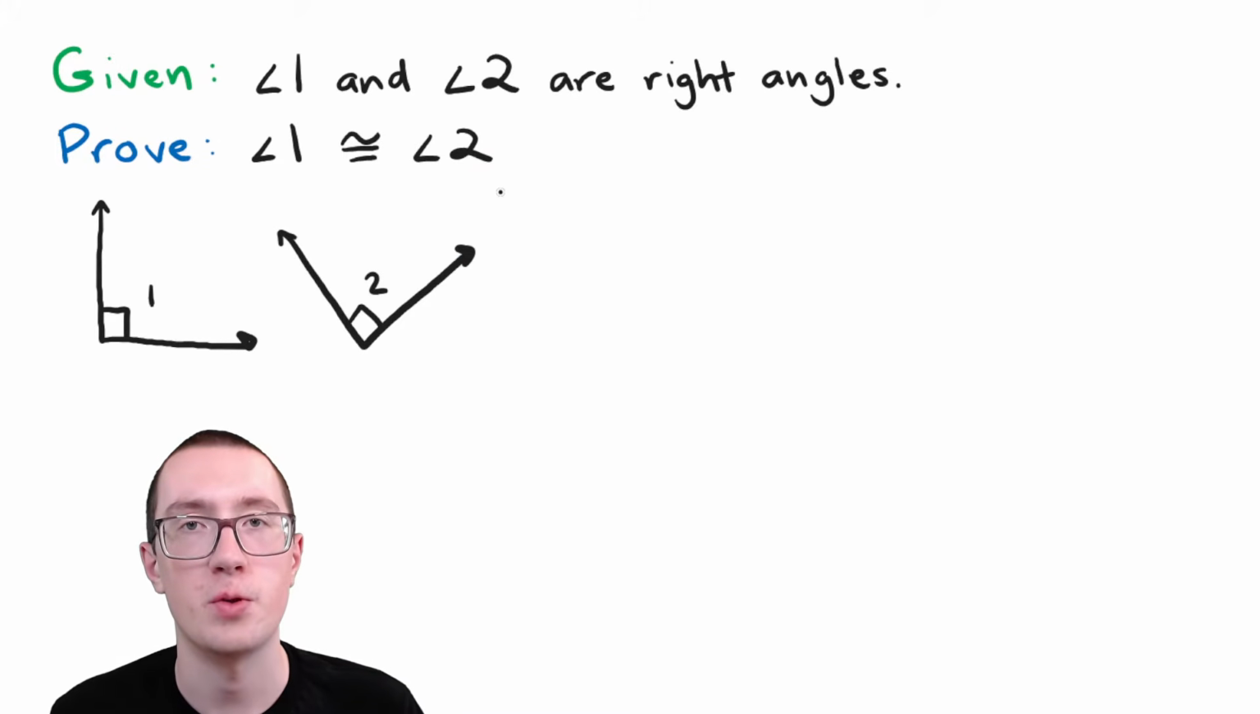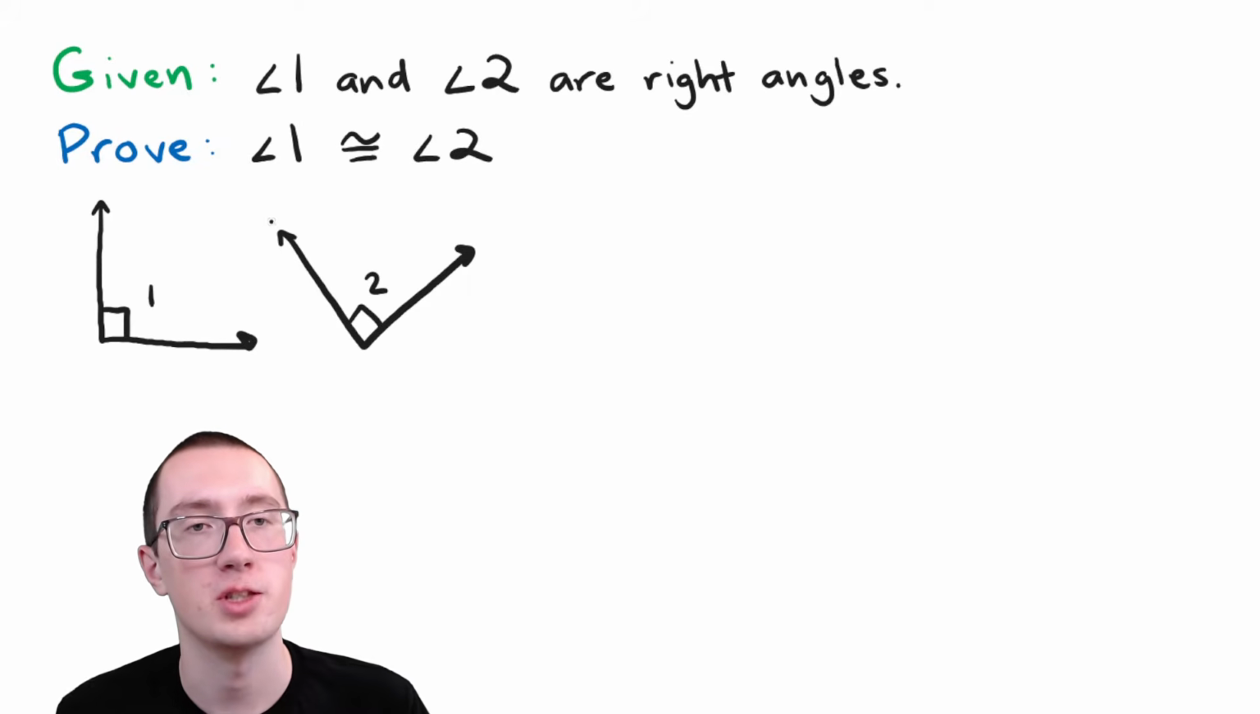Writing proofs is possibly the most complicated topic in geometry. So here are the basics of how to write a two-column proof. So here's the first example of something that we're going to have to prove using a two-column proof. The point of every proof is to prove a statement.